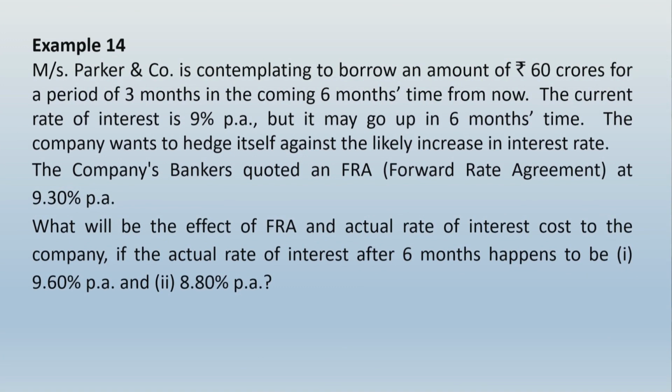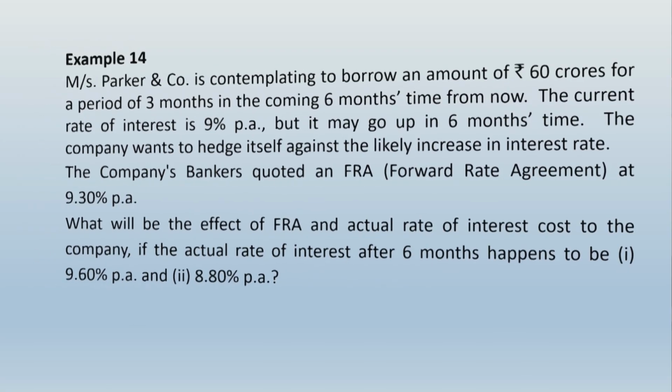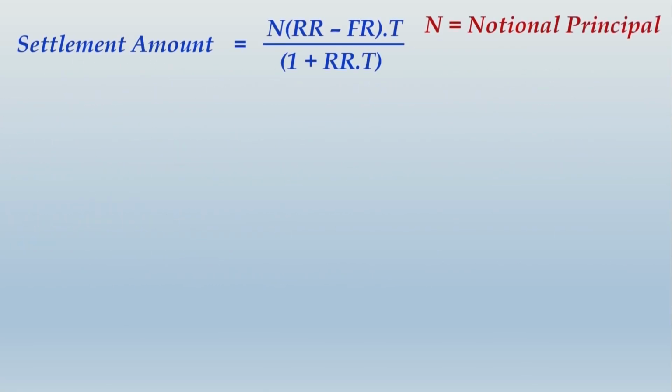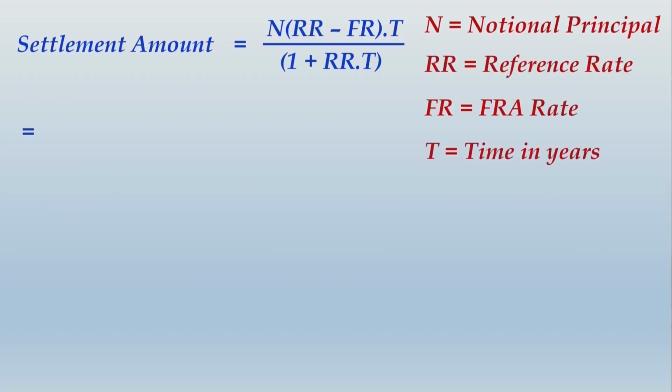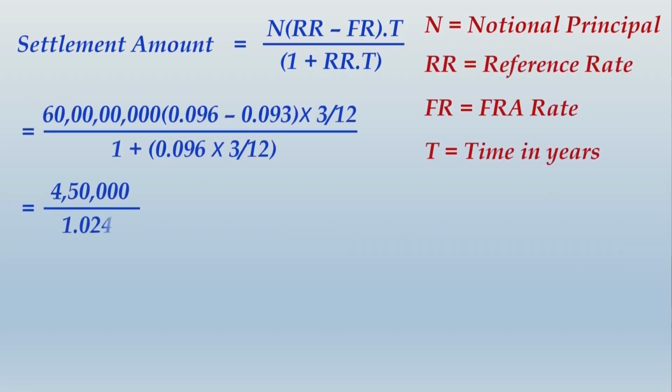Alright friends, 2 minutes time given to you is over. So the settlement amount for the first part comes to the present value of 4,50,000, that comes to rupees 4,39,453. In case you need to write it down, quickly write it up and then I take you ahead.